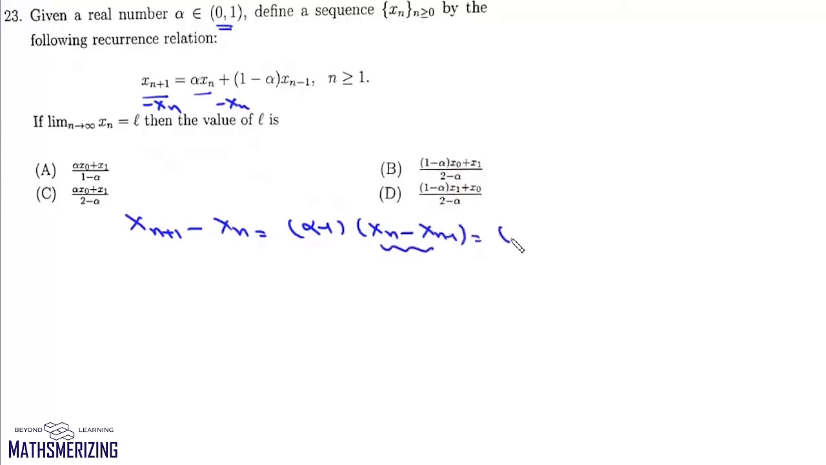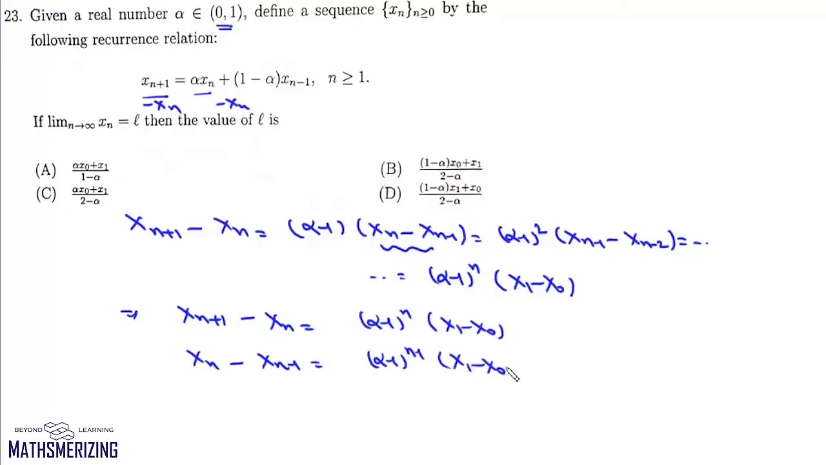Now in the same way we can write this as alpha minus 1 square into xn minus 1 minus xn minus 2, and if we continue this iteration we can write this as alpha minus 1 to the power n into x1 minus x0. So we can write xn plus 1 minus x0 will be alpha minus 1 to the power n x1 minus x0. Now in the same way we can write xn minus xn minus 1 as alpha minus 1 to the power n minus 1 into x1 minus x0, and finally we'll get x1 minus x0 as alpha minus 1 to the power 0 into x1 minus x0.